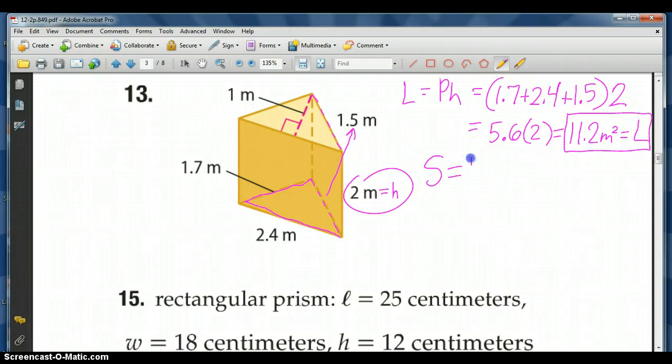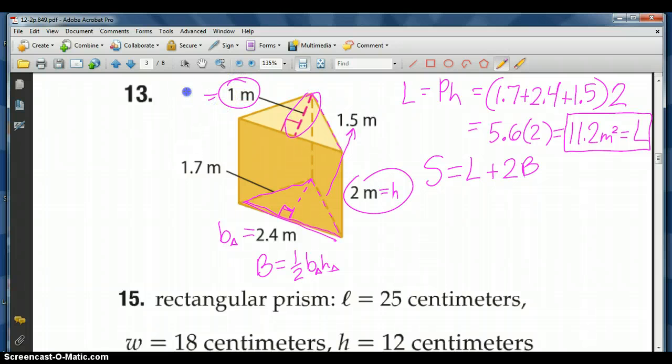Now our surface area is lateral area plus 2 times the area of the base of the prism. So the area of the base of the prism is half of the base of the triangle times the height of the triangle. So if I call 2.4 my base of the triangle, I need the perpendicular length to that to a vertex. So I need to know this length, if it's perpendicular to my base, which is the same as it is up here. So my height of the triangle is 1 meter.